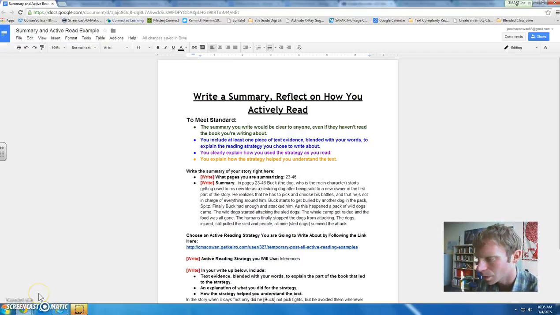All right, so in this example, we're going to look at how to write a summary and how to reflect on how you actively read. The first thing to always meet standard, the first standard you have, is that the summary you write needs to be clear to anyone, even if they haven't read the book you're writing about.